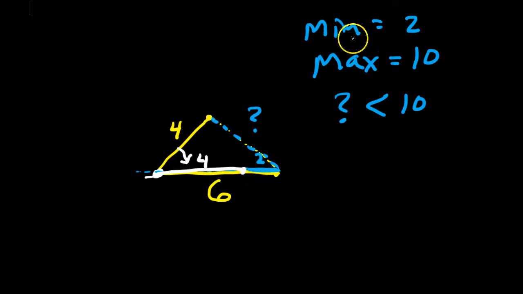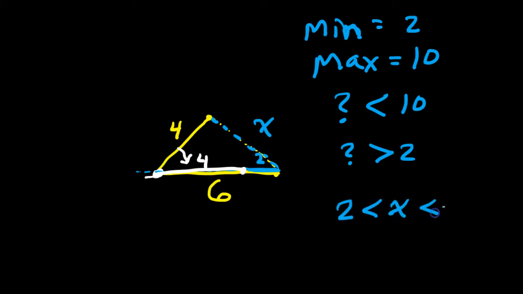Alright, but it can't equal 2 because that makes it flat again. So that gives us a lower boundary. So this question mark length has to be greater than 2. Okay, so rather than calling this a question mark, let's call it x. So the length of this unknown side has to be between 2 and 10. So I could say 2 is less than x, which is less than 10.